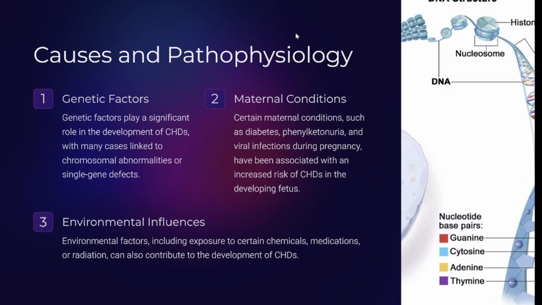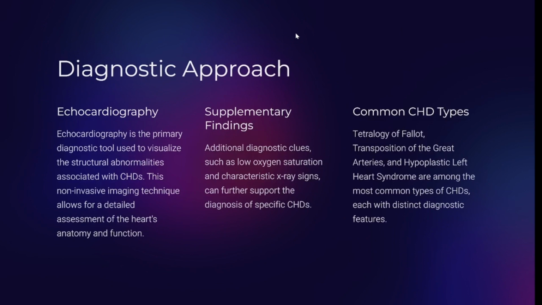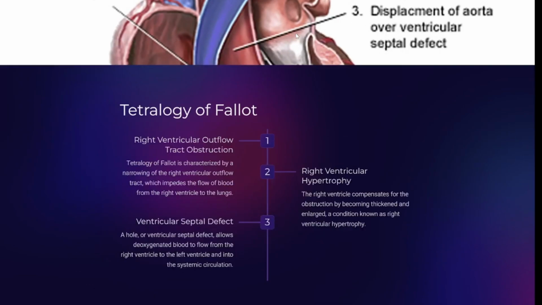Clinical presentation and diagnosis. Diagnosis relies on echocardiography to visualize defects, supplemented by findings such as low oxygen saturation and characteristic X-ray signs. Common CHDs include Tetralogy of Fallot, Transposition of the great arteries, and Hypoplastic Left Heart Syndrome, each with distinct diagnostic features. Tetralogy of Fallot: RV obstruction, RVH, VSD, and overriding aorta. Presents with TET spells and a boot-shaped heart on X-ray.